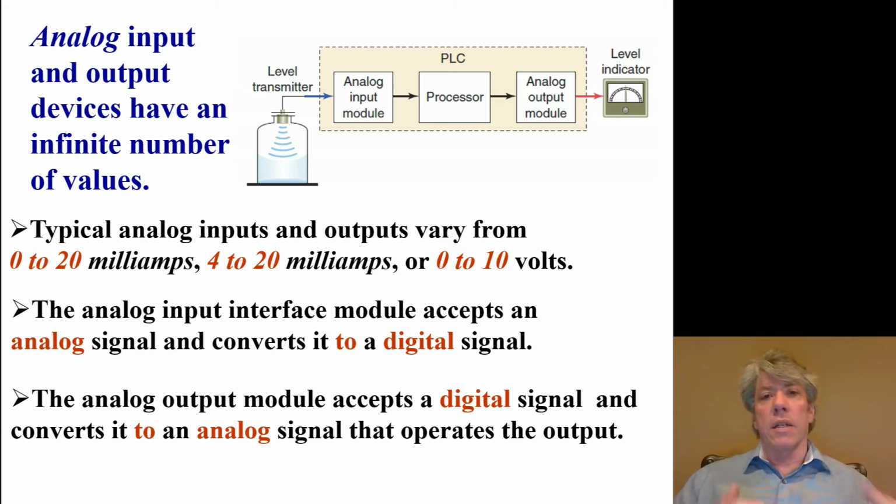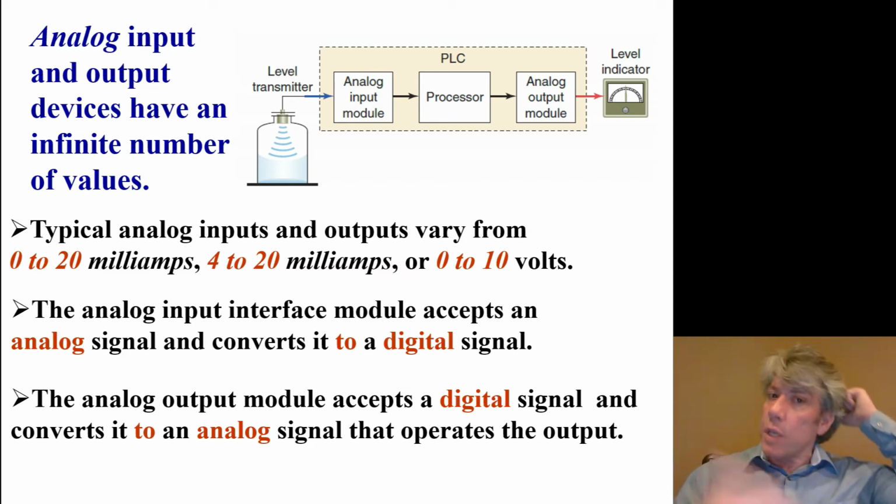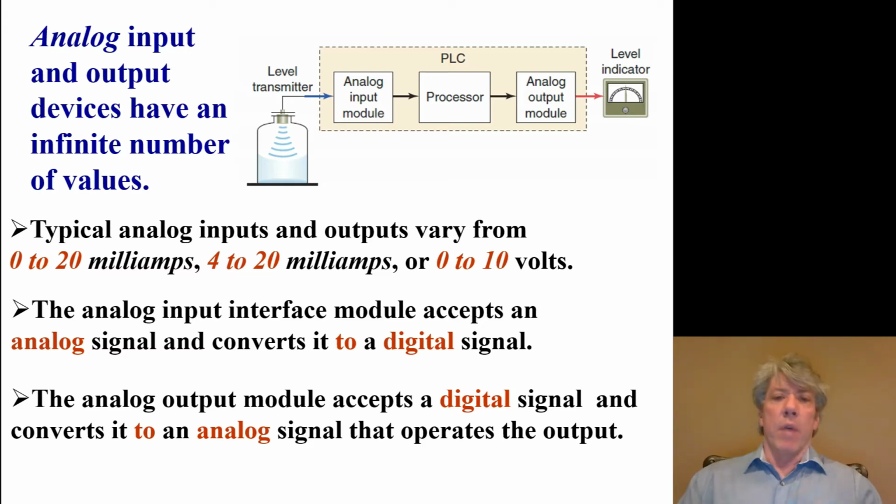So analog signals themselves have an infinite number of values, but they're sampled inside of the analog input module, so that there's only so many different levels, and often you have to decide how many levels you need, and that's where a resolution question must be answered. But how does the signal get from the sensor itself through the level transmitter or a transmitter into the analog module? Well, typically what's used is either a voltage or a current signal.